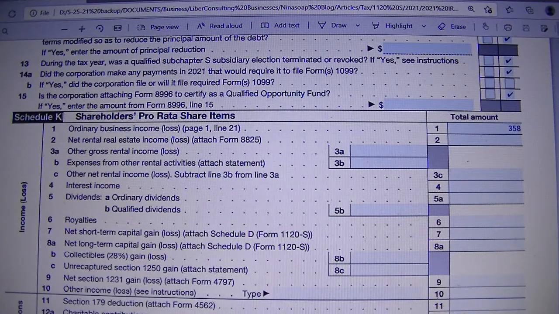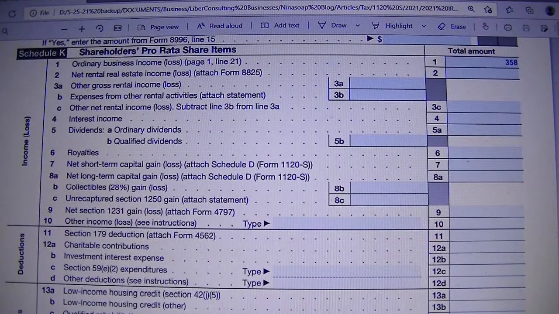Anything that will go on Schedule K will flow to Schedule K-1 and to the partners' 1040. That's something to consider. So if you have a business and the activities you are performing do not lend themselves to page 1, it will flow to your 1040.